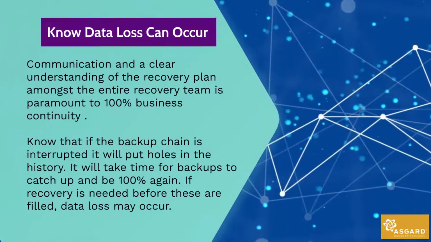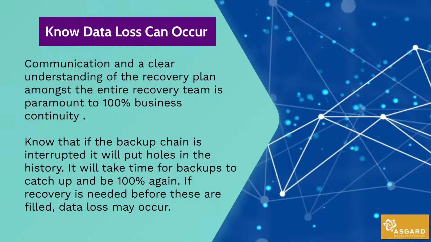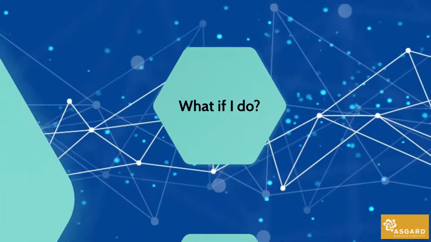Well, what happens if you do? Well, understand that data loss can occur. Communication and a clear understanding of the recovery plan amongst the entire recovery team is paramount to 100% business continuity. Know that if the backup chain is interrupted or broken, it's going to put holes into your history, and it will take time for the backups to catch up and become 100% again. If recovery is needed before these are filled, data loss can occur.